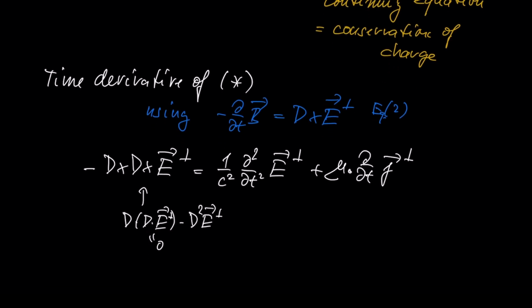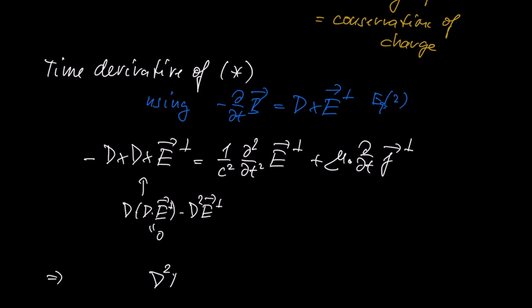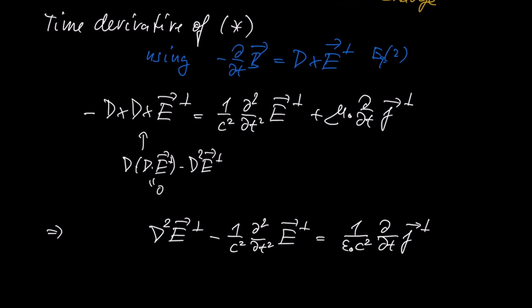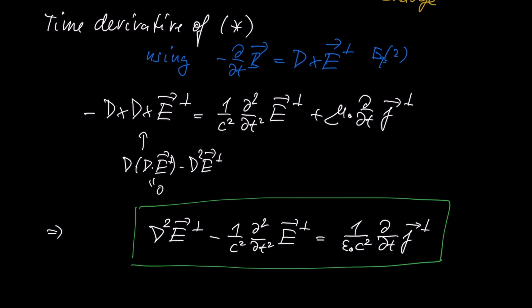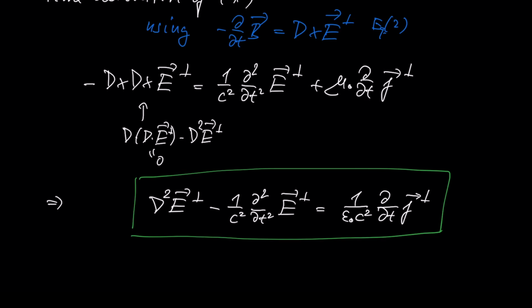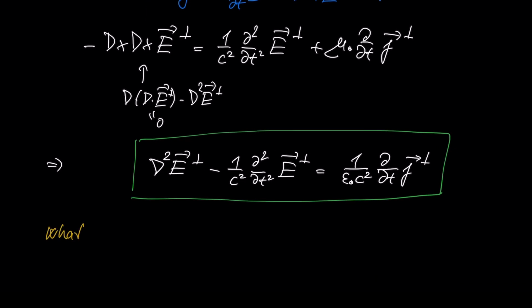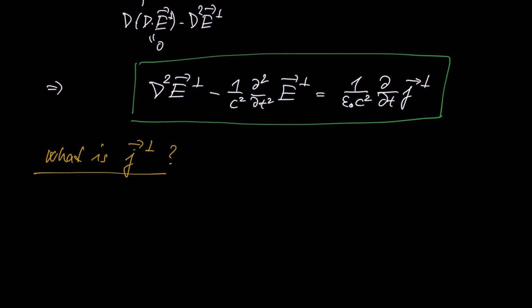The first part here is 0, and we get the wave equation for the transverse electric field, which will have on the right-hand side the time derivative of the electric charge current. Now the only thing we have to figure out, the one thing we don't know yet, is what J transverse is. So what's the transverse current?